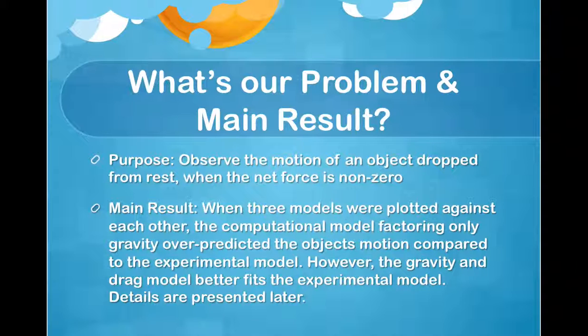The main result of this experiment was that when the three models were plotted against each other, it was seen that the computational model, factoring in only gravity, overpredicted the object's motion compared to the experimental model. However, the computational model factoring in both gravity and drag fit the experimental model better than the model without drag. And even though the fit was not perfect, I will elaborate on these discrepancies in a bit.